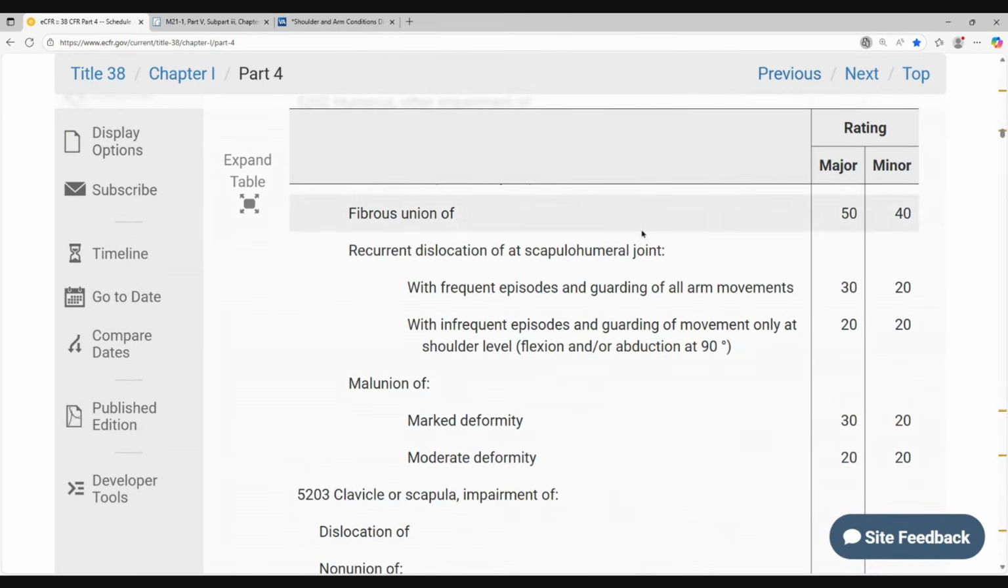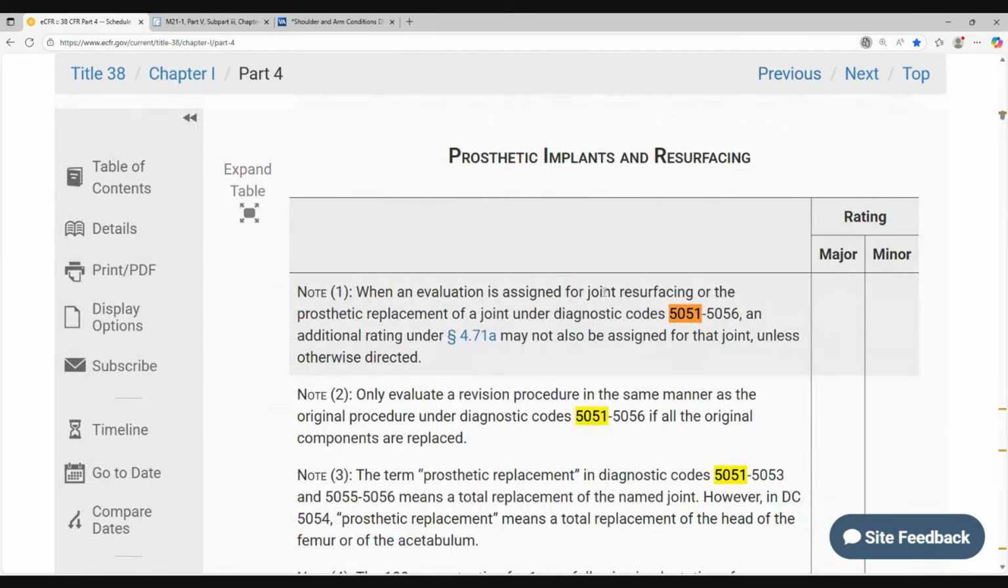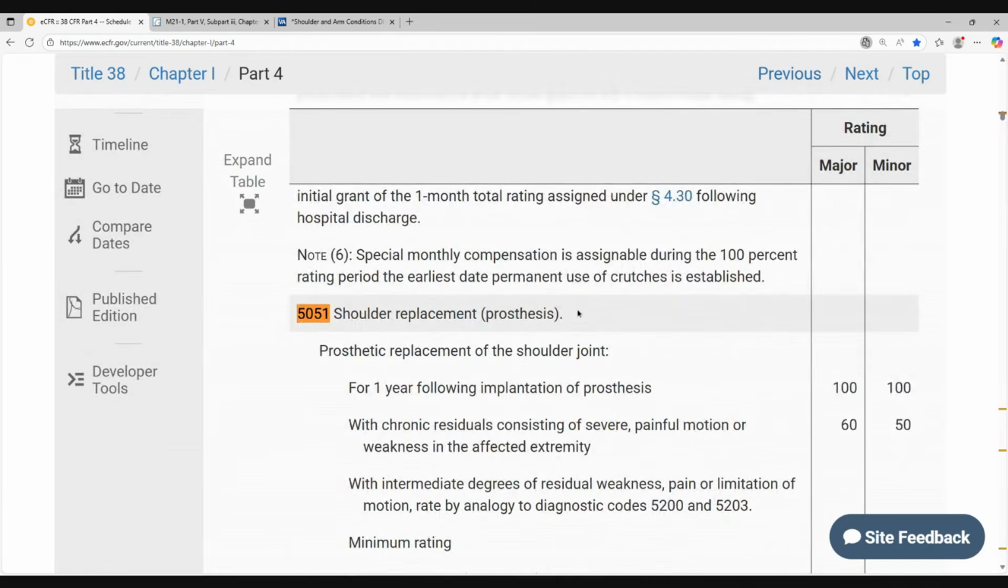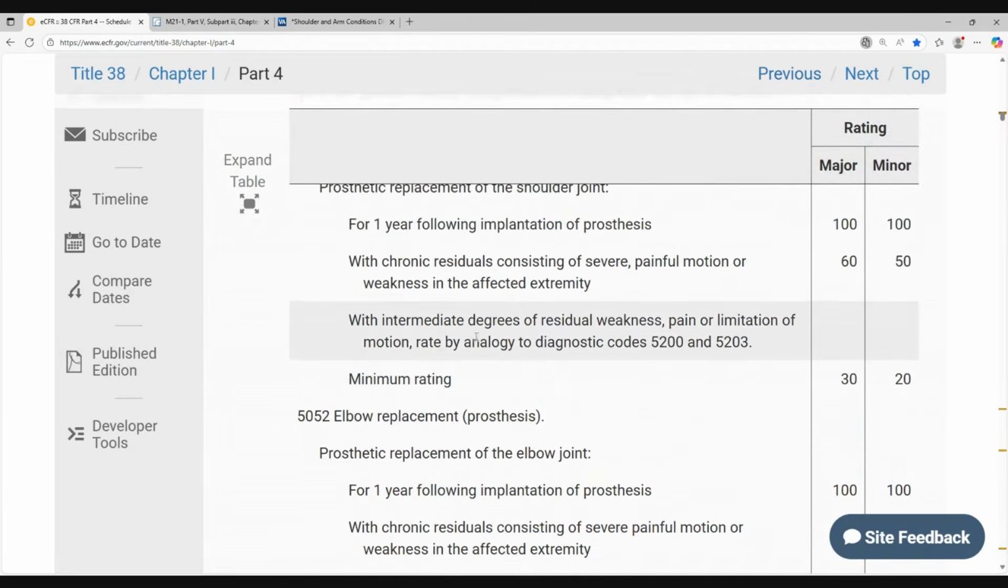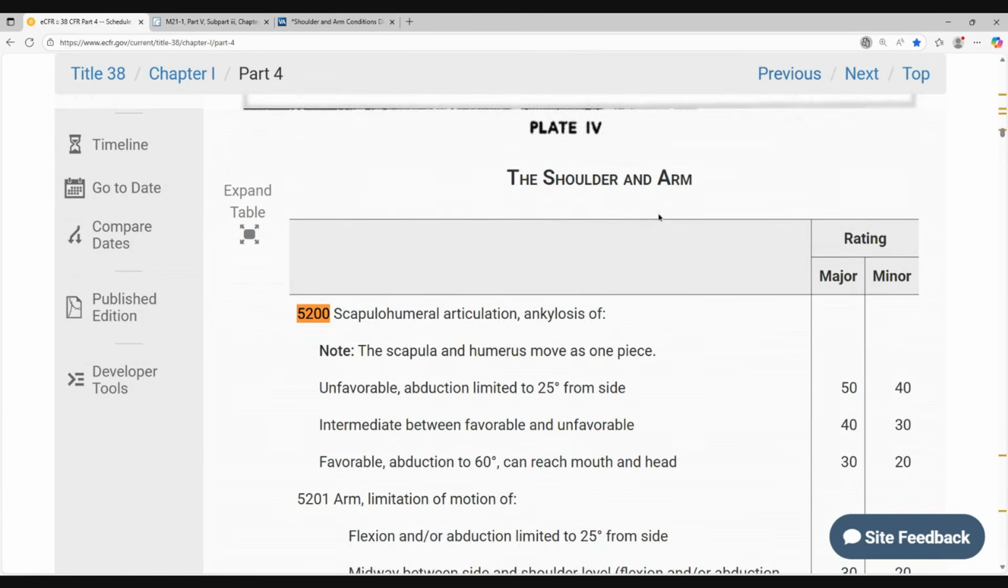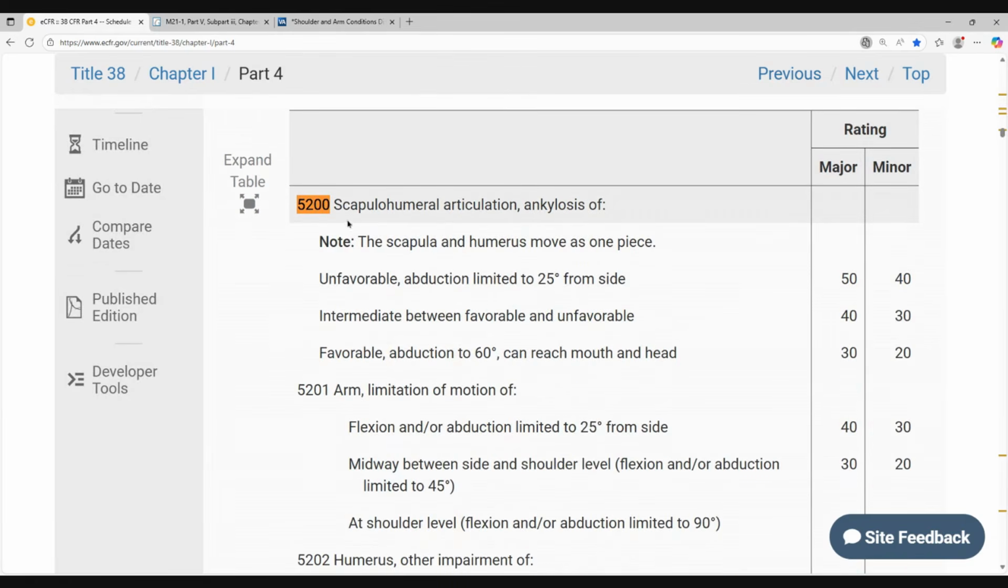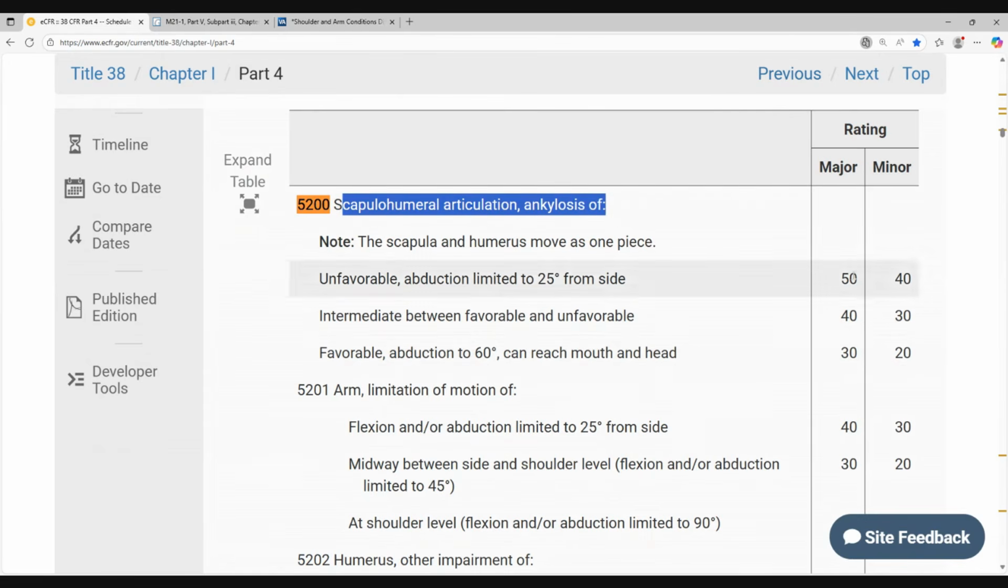But what'll happen is you'll get the higher of the two. So if the minimum rating is higher than what you would get if you were to separately rate these out, then we'll give you the minimum rating. Or we can go 5200. Let me see that. So 5200 has to do with the special circumstances of ankylosis after the surgery, so it has its own rating schedule.